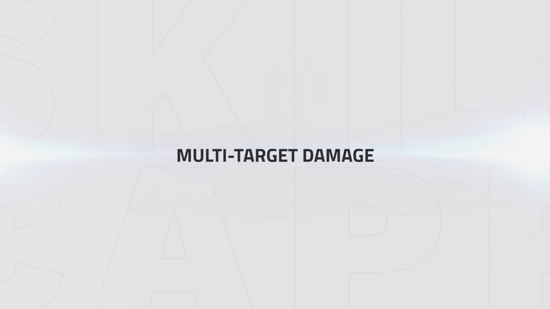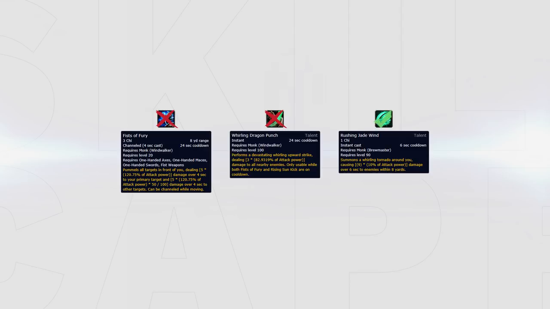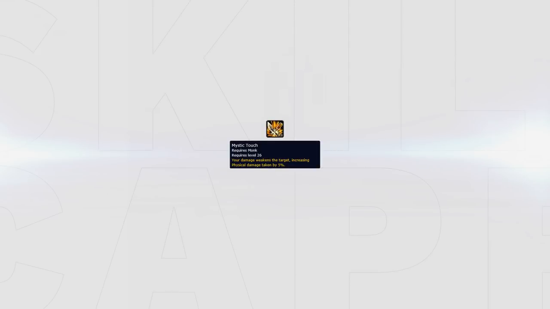Monks don't deal great multi-target damage anymore, as they lack using Fists of Fury or Whirling Dragon Punch in this build. However, you can still deal great multi-target damage against 2 melee or close together targets, with Rushing Jade Wind, as it deals great damage and doesn't get hindered by hitting more targets. It also provides a nice debuff known as Mystic Touch on your targets, increasing their physical damage taken by 5%, which could be very nice when playing with Warriors, Rogues, Ferals, or Hunters.